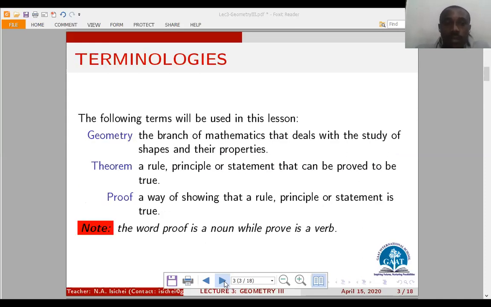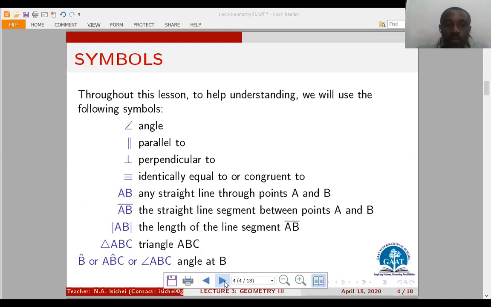Terminologies. These are the terminologies we've been looking at since the beginning of the lesson on geometry, so I believe you've seen them before now. And the symbols are also the same. No new symbol is added yet. They are the symbols we've started looking at from the beginning of this topic.